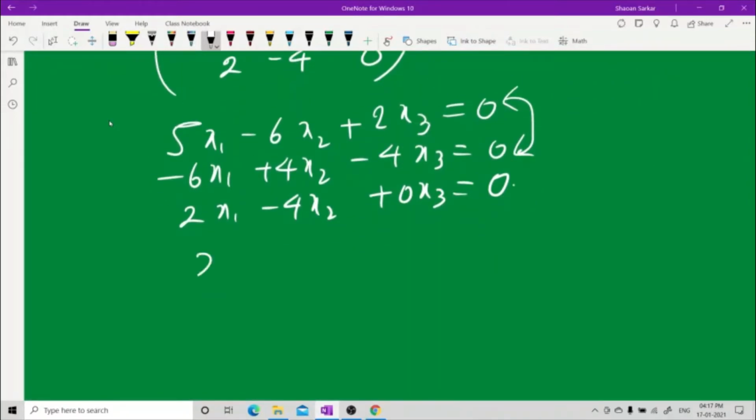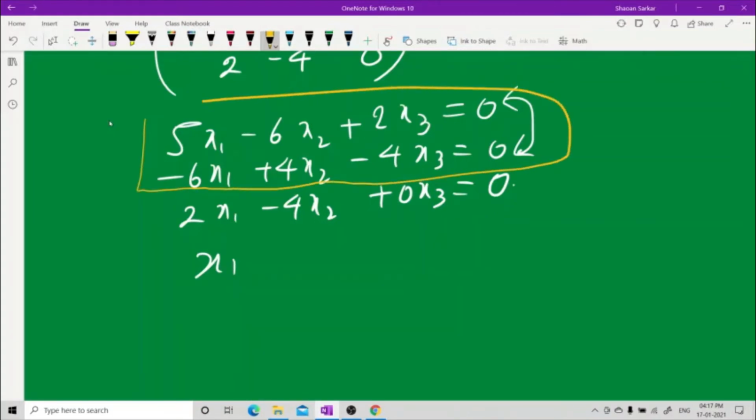See now, very carefully. Let me mark which equations I'm taking. I'm taking these two equations. You can take these two also. Any two you can take. Now see what I'm doing. For x1, I am hiding this column, multiplying this and this. So this comes out to be 24 minus 8.